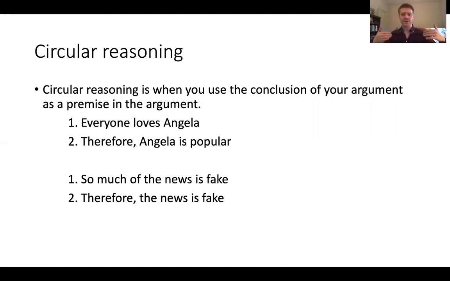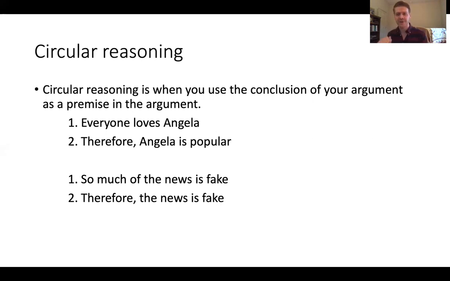Circular reasoning is when you use the conclusion of an argument as a premise within the argument. So take an example argument here. Everyone loves Angela. What follows from that? Therefore, Angela is so popular. So we might wonder here, the conclusion means pretty much the same thing as the premise.